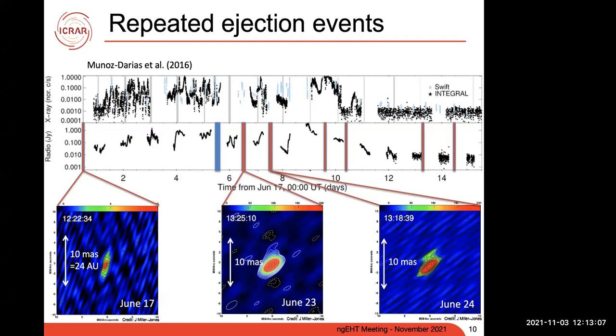So jet ejecta were continuously being ejected, and one observing strategy in terms of triggering, because this was such a continuous, long-term event with continuous jet ejections, we would not need to be on target very, very quickly in order to catch these. We had a little bit of time to respond.